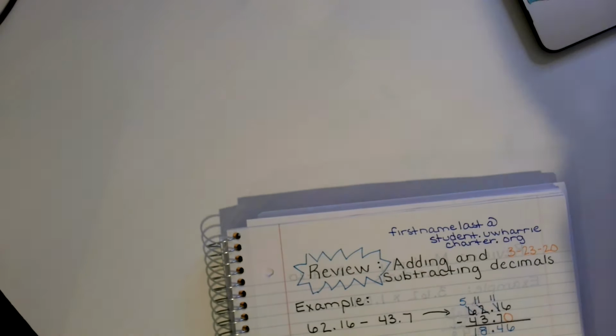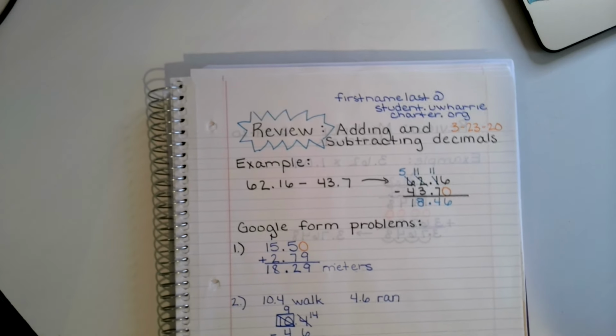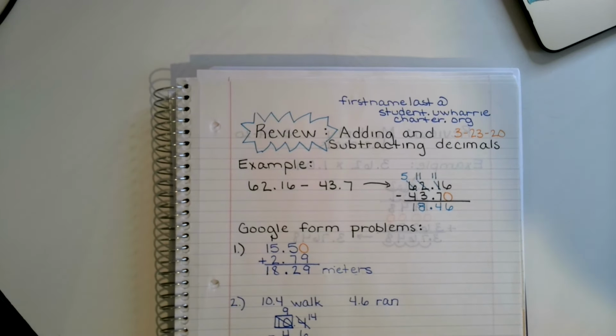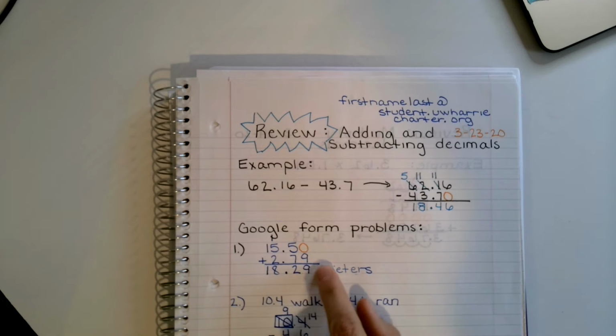All right, so we're talking about adding and subtracting decimals. You guys did some work yesterday, so we're going to go over the answers from yesterday's. So the first one was 15 and 5/10 plus 2 and 79 hundredths.